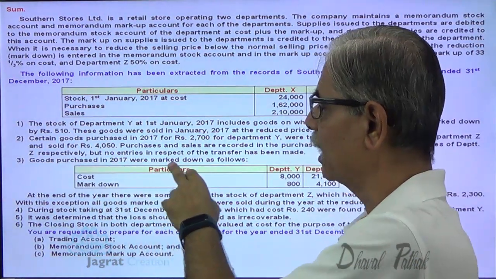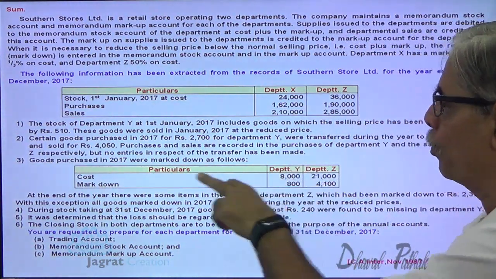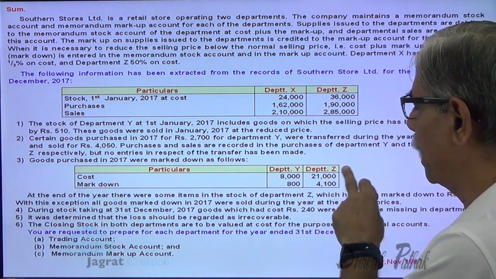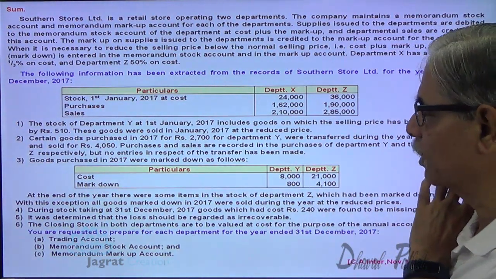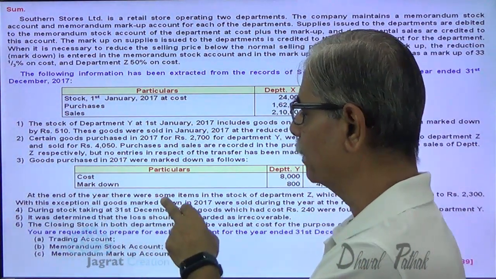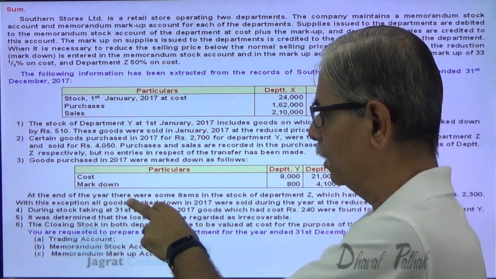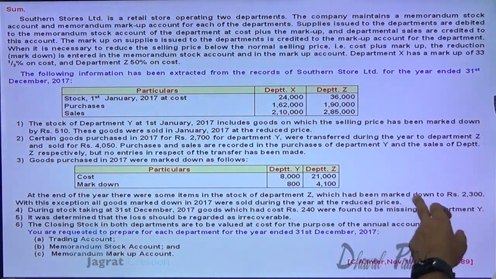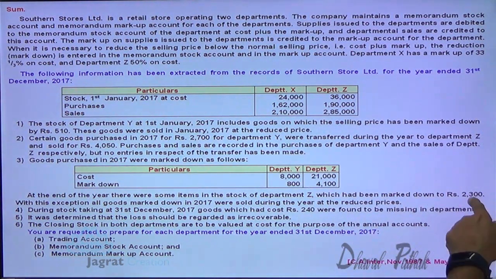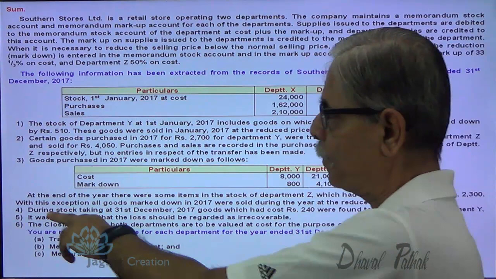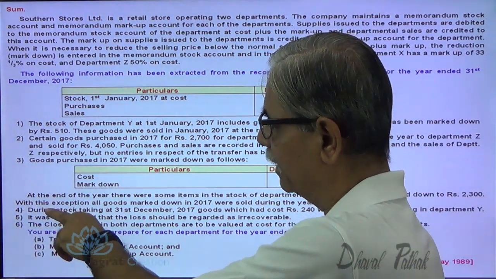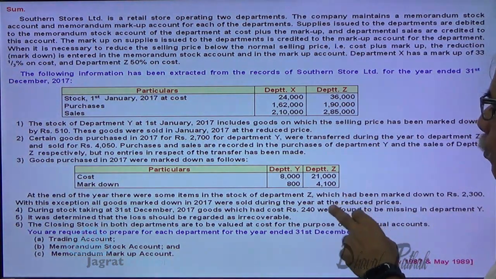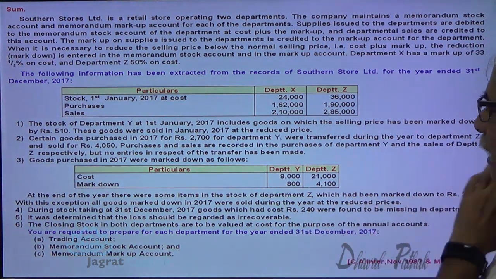Goods purchased in 2017 had markdown as follows. Department X cost 8,000, markdown 800. Department Z cost 21,000, markdown 4,100. At the end of the year, there were some items in stock of Department Z which had been marked down to rupees 2,300. Very important point. With this exception, all the marked down goods in 2017 were sold during the year at the reduced price.